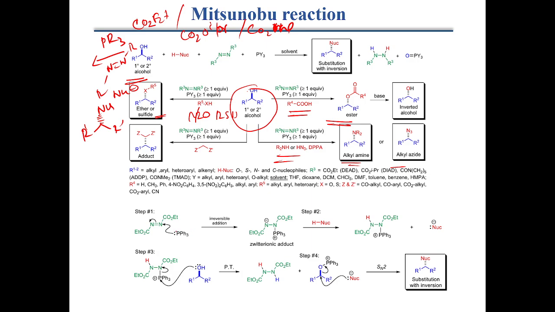So phosphine reacts with the N=N double bond, giving this zwitterionic product. Now this zwitterionic product abstracts a proton from the nucleophile which we are going to add, giving this product and the nucleophile. In step 3, the alcohol reacts with the phosphine and neutralizes the system. We will get this and this halide, the phosphorus halide.